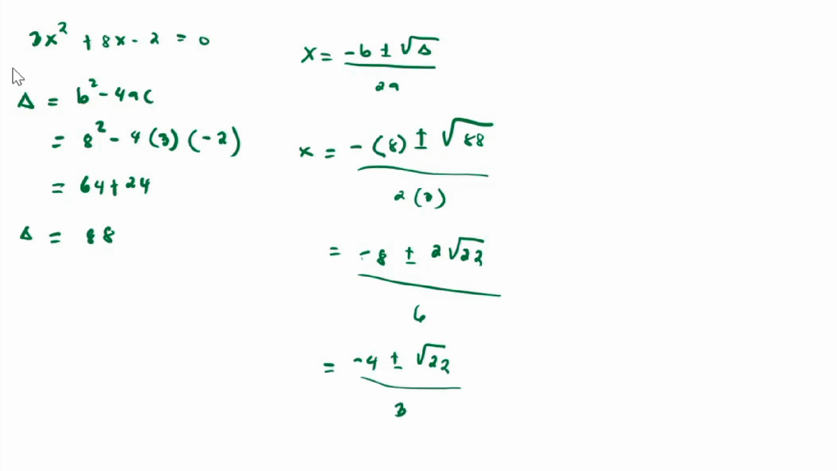So we have now the answer of x equals negative 4 plus and minus the square root of 22 over 3. Or if you like, you can write here x sub 1 equals negative 4 plus the square root of 22 over 3. And the other one is negative 4 minus the square root of 22 over 3. If you like to take the approximate value, then you can.